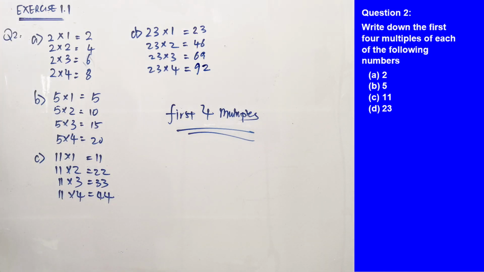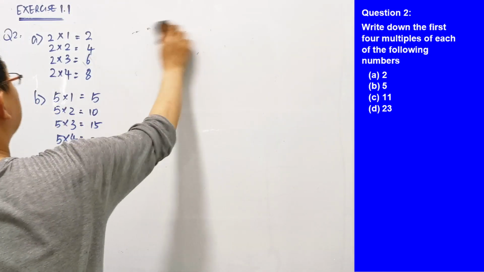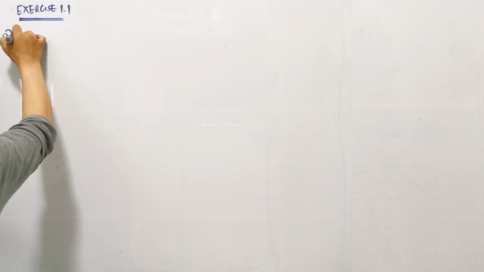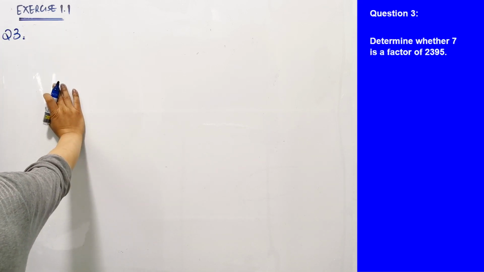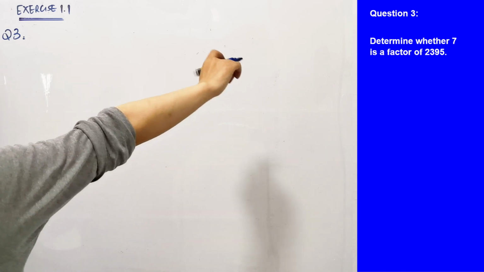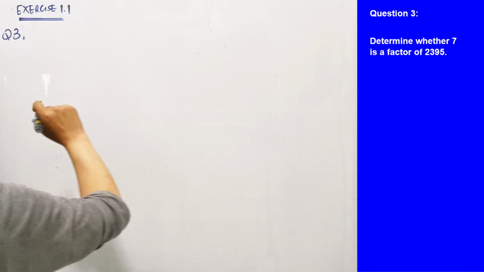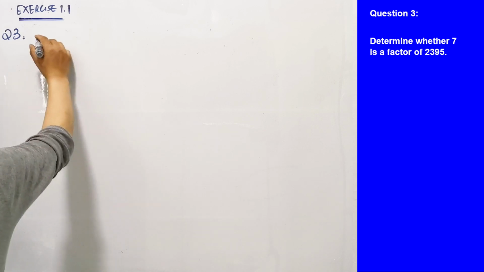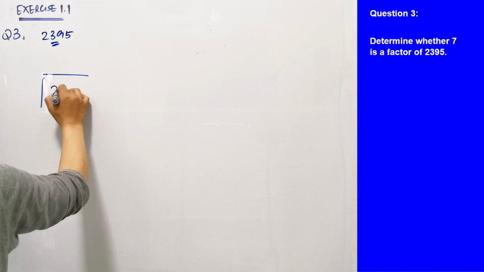Let's look at question 3. Determine whether 7 is a factor of 2395. How to determine? We can just use this number, 2395, and divide by 7.